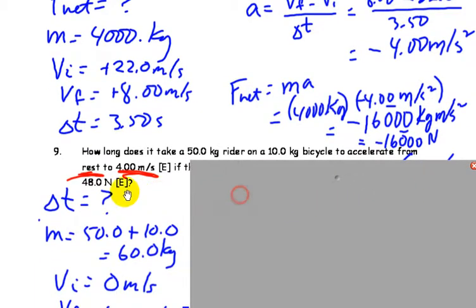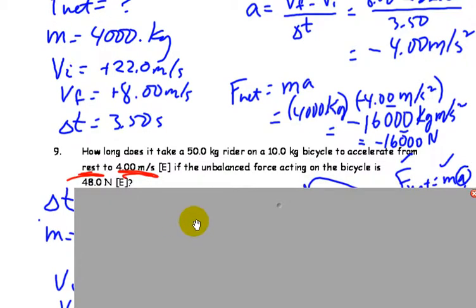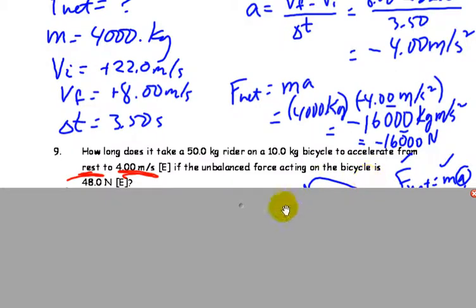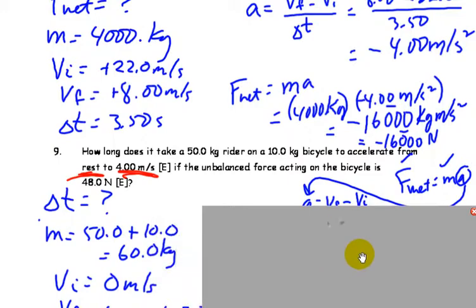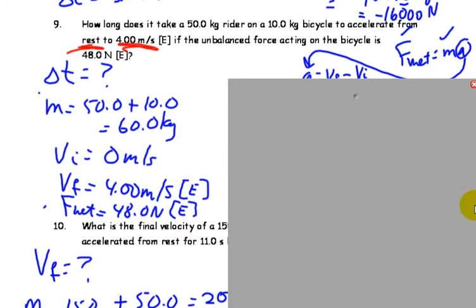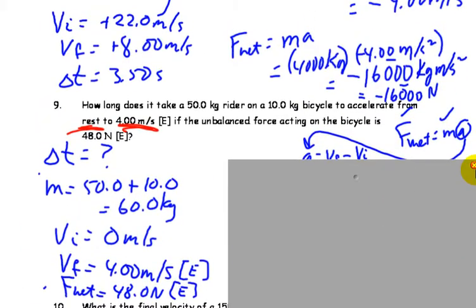Okay. Next, how long does it take a 50-kilogram rider on a 10-kilogram bike to go from rest to 4 meters per second if the unbalanced force is 48 newtons? So we're looking for time here. And we know the mass, the total mass here, it's the rider and the bike. So it's 60 kilograms. Initial velocity is 0. We end up going 4. And net force is that.